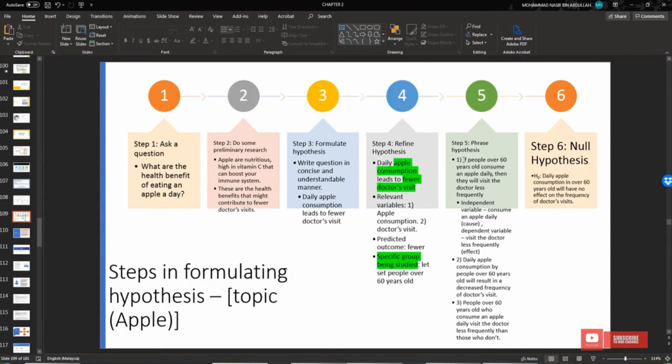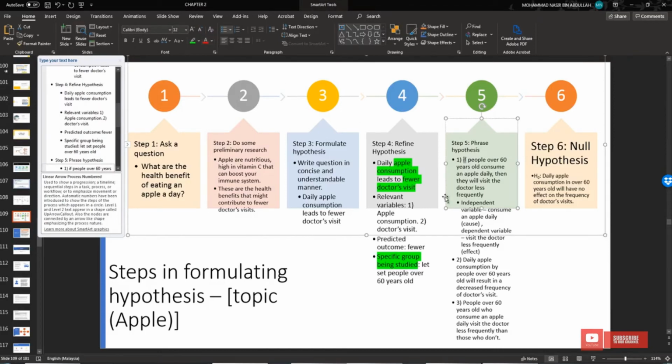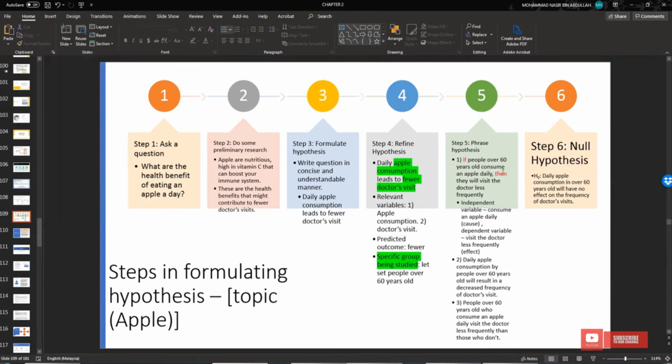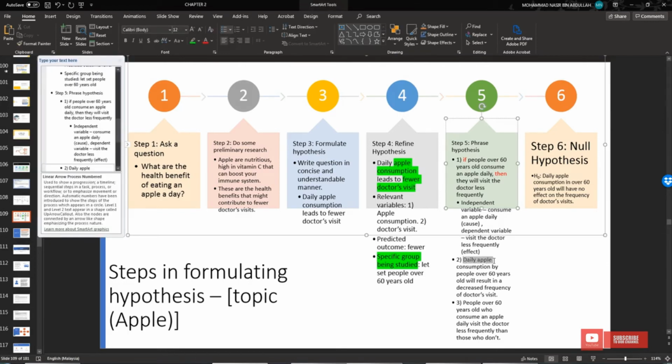First example, using the if-then formation: if people over 60 years old consume an apple daily, then, so this is the then in the if-then formation, they will visit the doctor less frequently. So the independent variable, we already know, consuming apples daily, is our cause, and the dependent variable is the frequency of doctor visits, right? This is the effect.